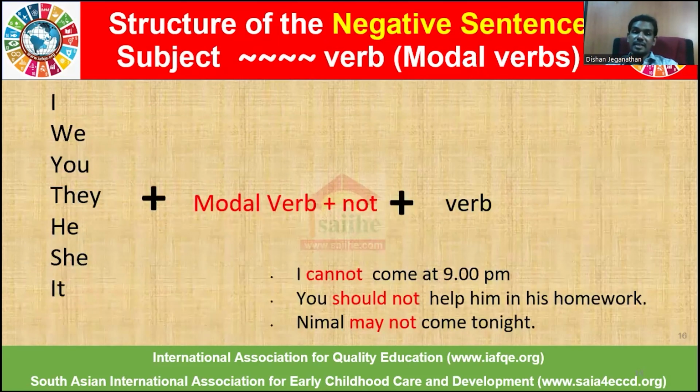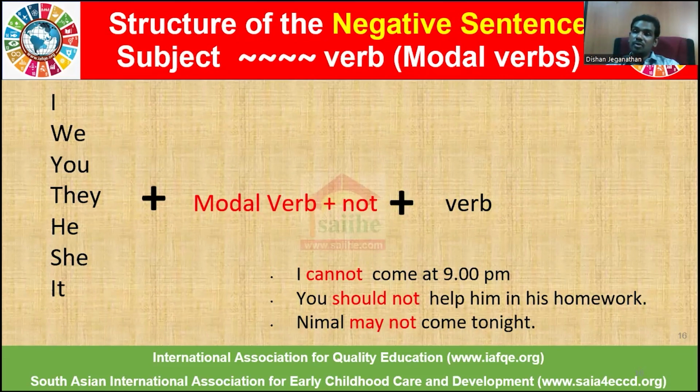Moving on to negative sentences. The structure would be subject plus modal verb plus not, followed by the main verb. So in negative sentences, we always use not. I cannot come at 9 p.m. You should not help him in his homework. Nimal may not come tonight.